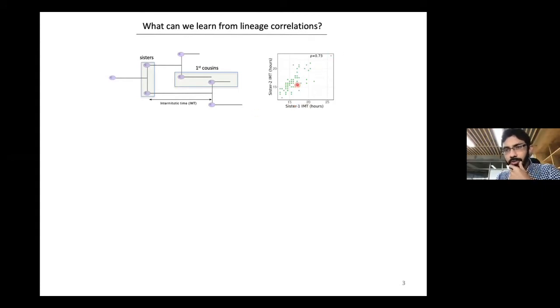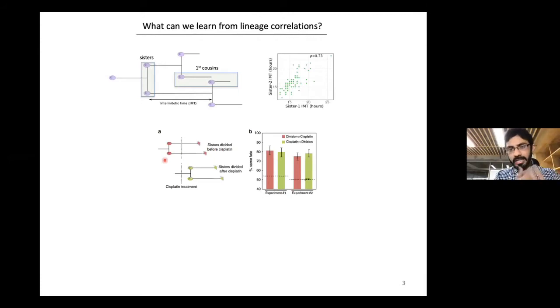As I'm showing you here, this is one observation, which I alluded to in the previous movie. You can see that the sisters are very strongly correlated. The questions we ask are, why do we see things like this? What can we infer about the way cells divide, or the cell cycle, based upon these kinds of correlations? But these are not the only kinds of correlations that you can measure in these experiments.